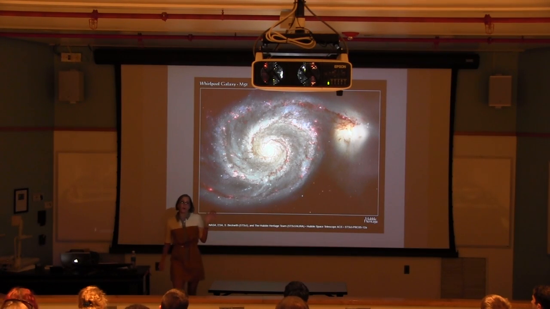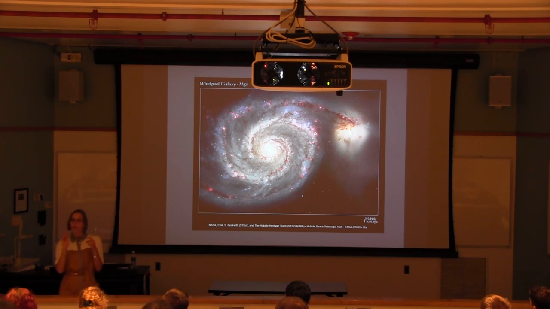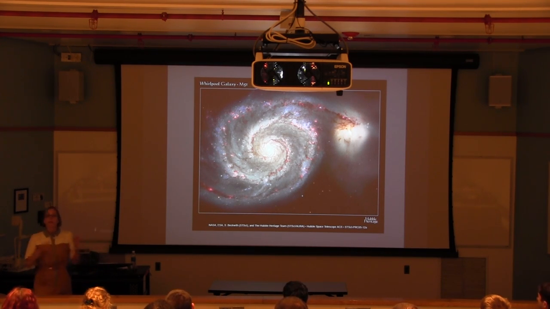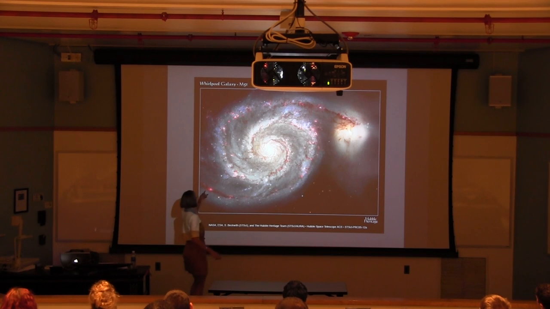So in this example, the Whirlpool galaxy, they observed it with a filter in the visual wavelength for blue, one for green, and then one keyed to hydrogen. So when you see red here, if you know that information, you know, oh, that's the location where there's hydrogen in these different spots, right?